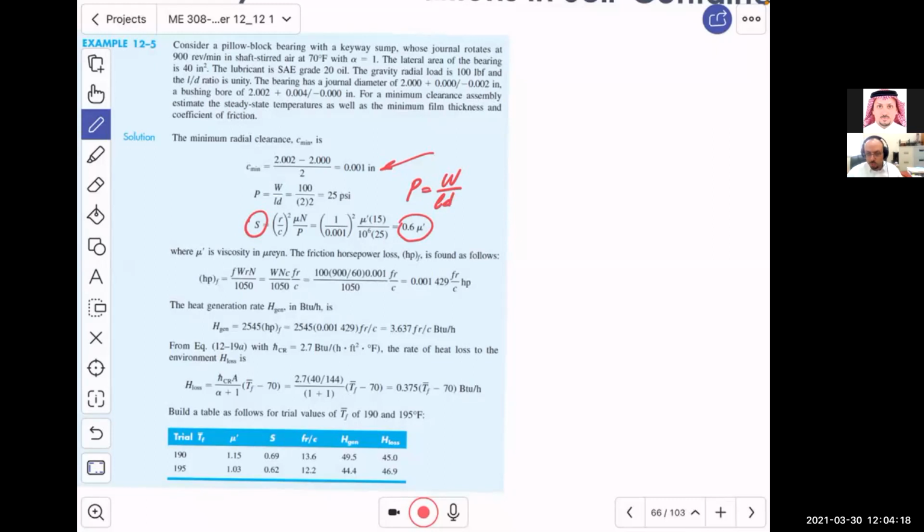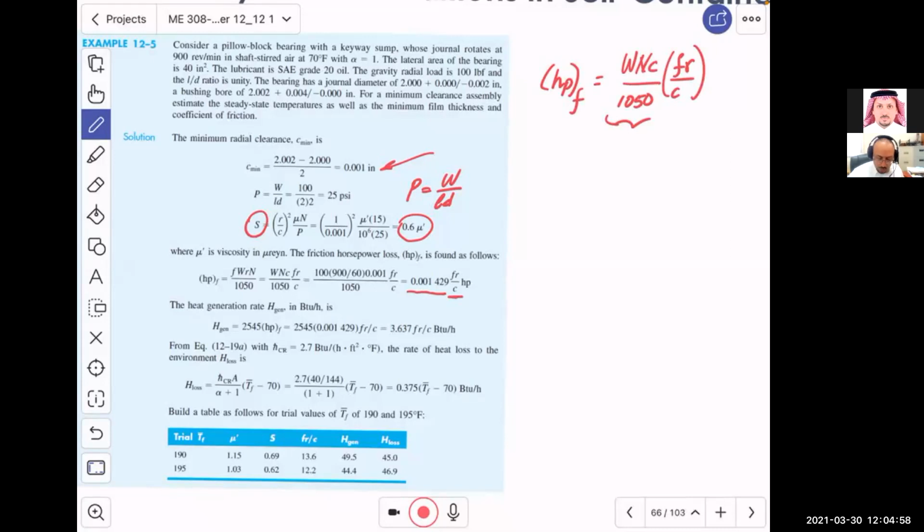Now, then what did we say? We said that we need to calculate how much power, measured in horsepower, is generated by friction. And we said that this is calculated as W N C divided by 1050 multiplied by FR over C. This is a very well-known dimensionless factor. And we calculated this number, like here. We multiplied it by this, FR over C.